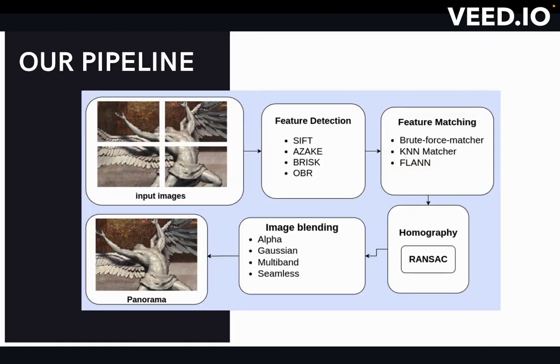Now, let us look at our pipeline. We feed it with input images which are then fed into the feature detector. After detection, a feature matcher is used to find corresponding features. Before stitching, we warp perspective using homography, and finally, images are blended to give the final result.